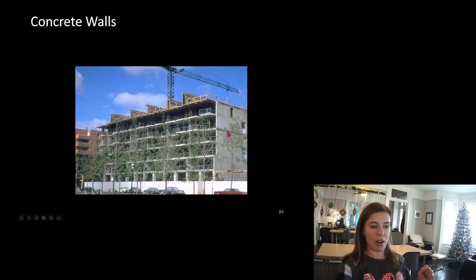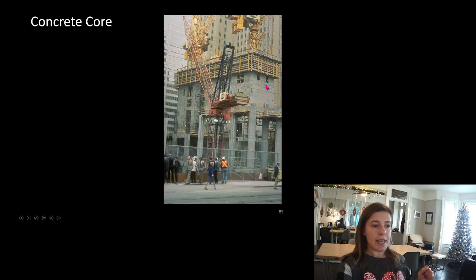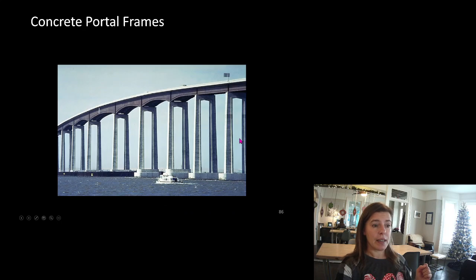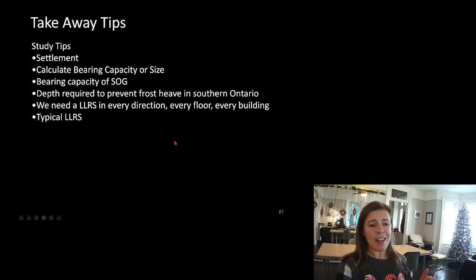So here you can see our concrete walls. Here's a concrete core going up in a building. This may be a steel building and that's the concrete core in it. Concrete portal frames. There's not a lot to see in concrete lateral load resisting systems. They're walls with reinforcing in them. There's just not that much to see.